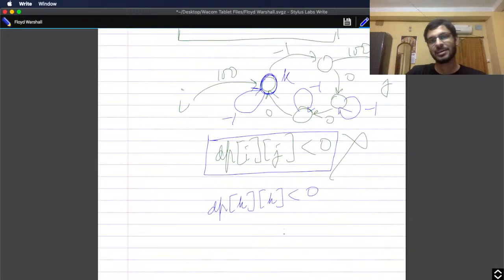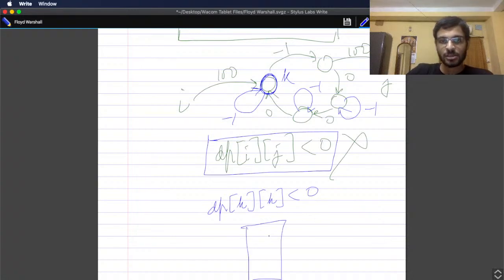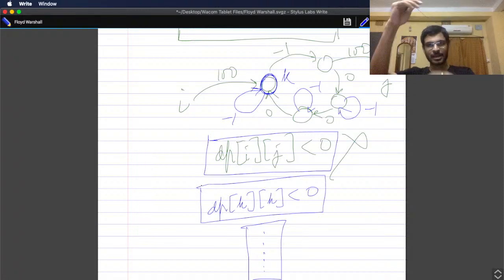So what can I say? From here I can say: take all those k's which have negative cycles or which are involved in negative cycles, take all of them. You will find all of them by this kind of mechanism. Read the table and get all the values.